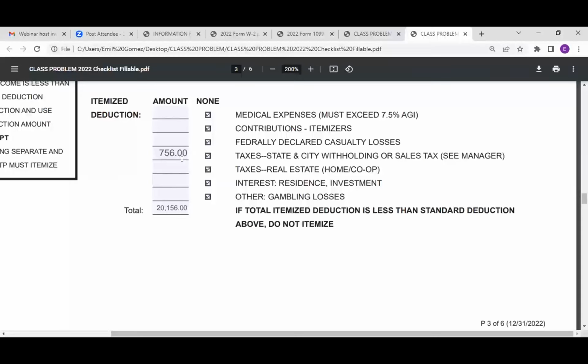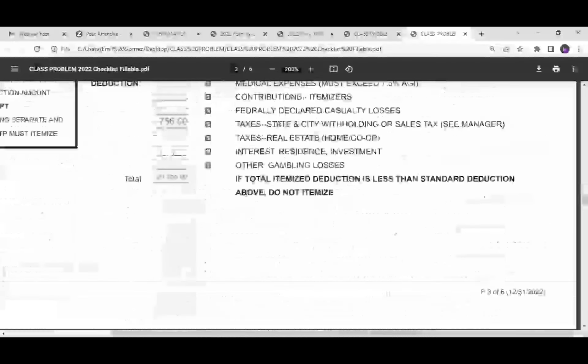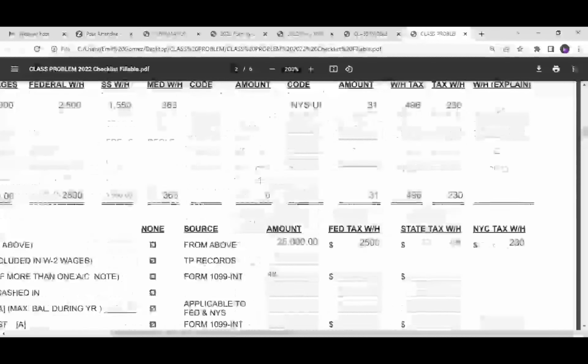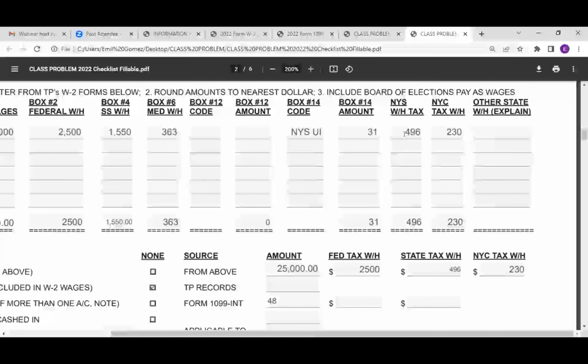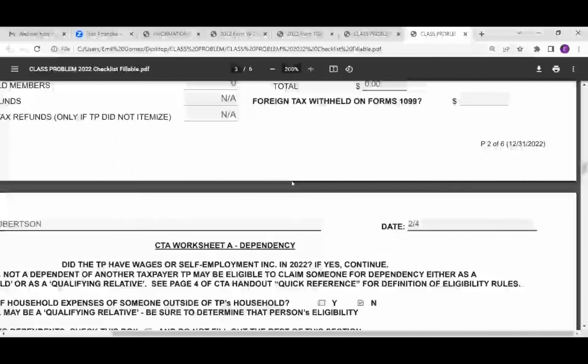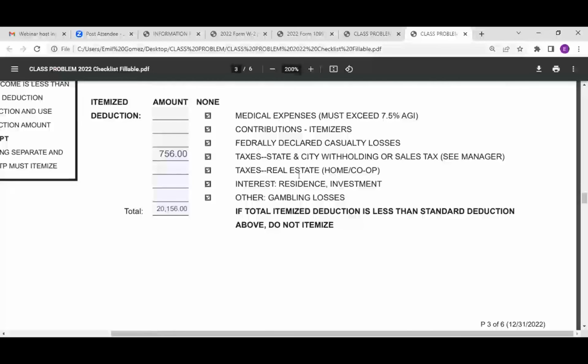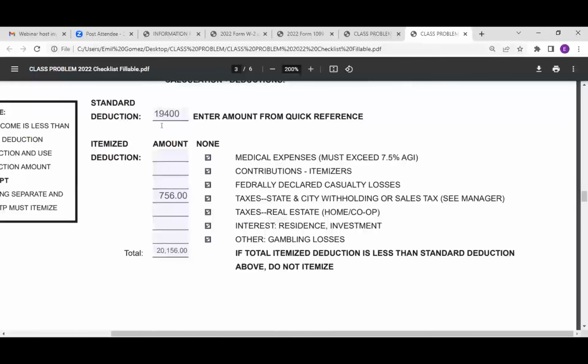How did we get the state tax withheld number? Well, it says state tax, city withholding, or sales tax. See the manager. But in terms of the 756 number, for purposes of this example, it is the sum of New York State withholding tax, New York City withholding tax, plus this $31 considered a tax paid by the taxpayer. The sum of these three numbers, 31, 496, 230, is 756. In other words, itemized deductions total 756. The standard deduction in this example is 19,400. In this case, we can use the 19,400.